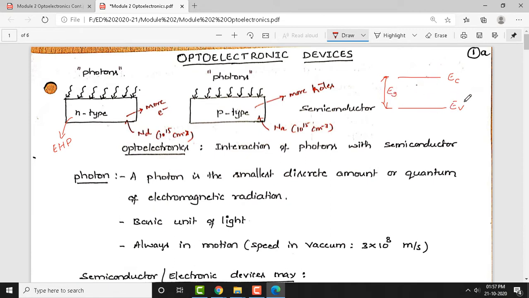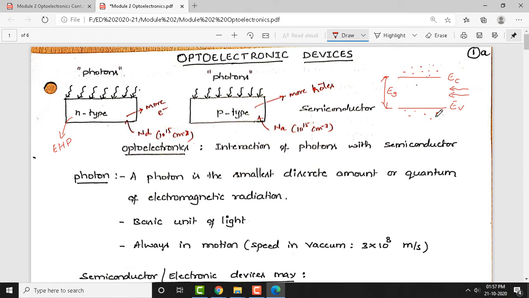Now we are allowing photons to interact with the semiconductor. Now what happens? The electrons which are present here, let me assume that this represents electrons, get excited, because whenever the photons interact with these electrons, they acquire energy from the photons, get excited, and move to the conduction band. You can see electrons here in the conduction band.